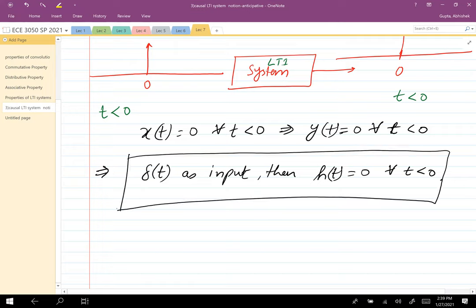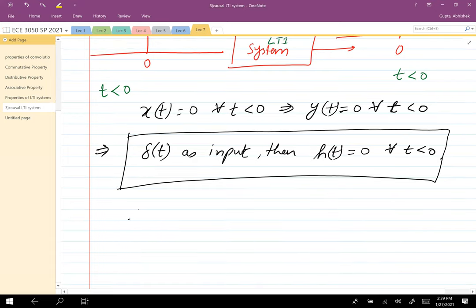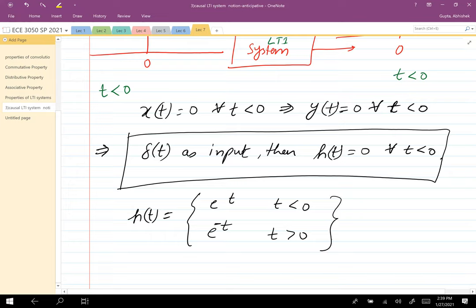So a cool exam question would be, suppose my h of t for an LTI system looks like e raised to minus t for t less than zero, e raised to t, and e raised to minus t for t greater than zero. If this is the impulse response, is this a causal system? And the answer is no, not causal. It's not causal because for t less than zero, I have a non-zero value of the impulse response, and therefore it's not a causal system.